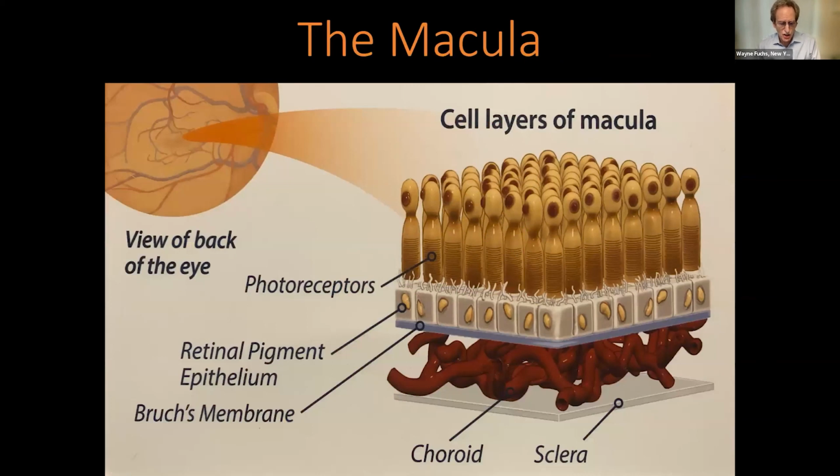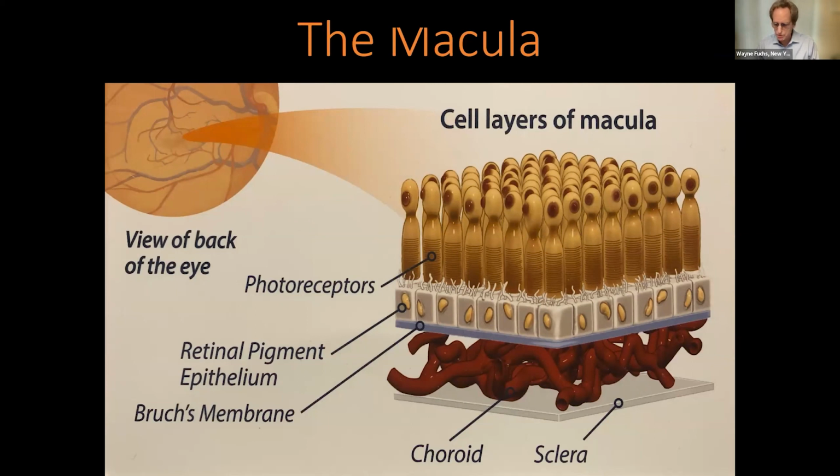This is a detailed cartoon of the cellular layers of the macula. Please note the photoreceptor layer. That's the rods and cones or the receptors. Then you have the retinal pigment epithelium separated from the vascular layer or choroid by this very thin membrane called Bruch's membrane. Bruch's membrane has an elastic containing layer, which makes it important in the pathology of PXE, as we will see in a few minutes.